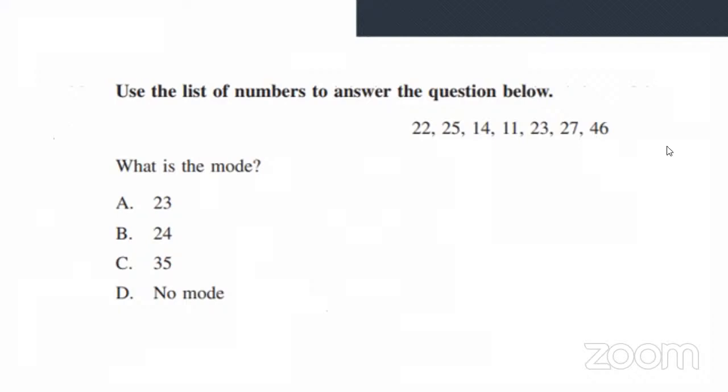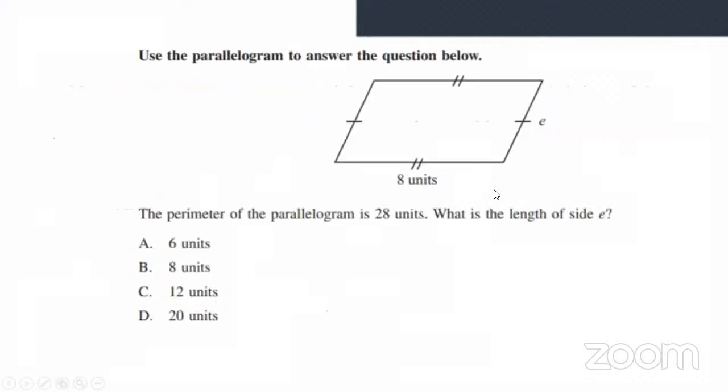All right, so let's go to the next question. You're going to use this parallelogram to answer the question below. So the perimeter of the parallelogram is 28 units. What is the length of side E?